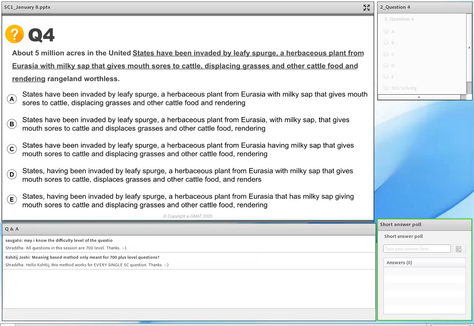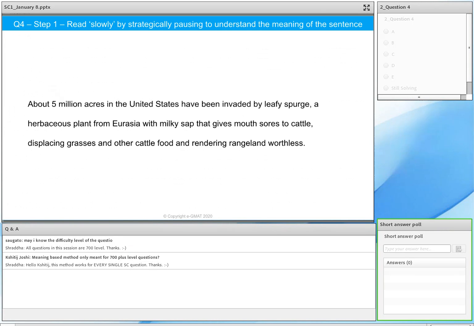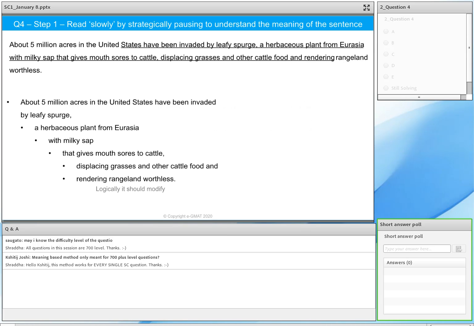Okay, now this is a really bulky question. There is no way we can read this whole thing in one go and try to understand the meaning of it. Okay, so what we have done is we have again divided this sentence into smaller chunks and we will try to understand the meaning by looking at each and every chunk.